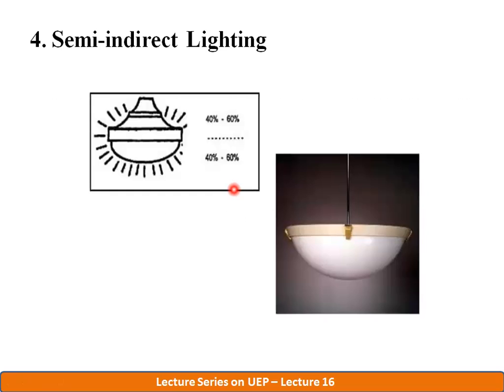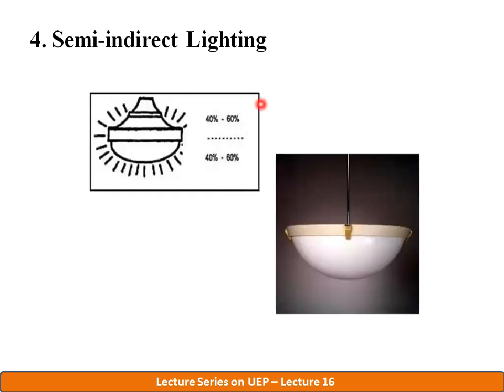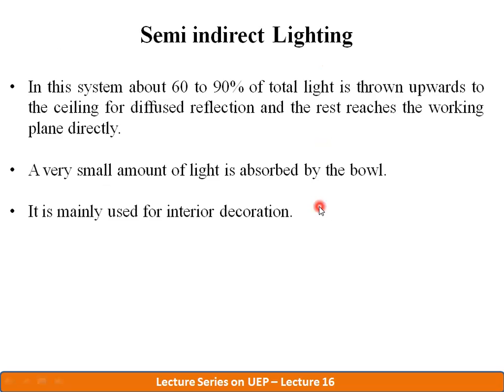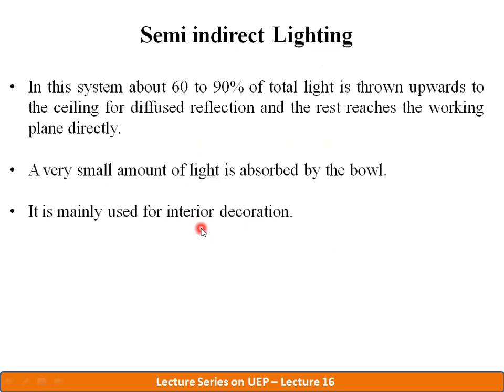The next one, semi-indirect lighting. In semi-indirect lighting, 60 to 90% of the total light is thrown upwards to the ceiling. The lamp is focused to the ceiling for diffused reflection. When light rays hit the ceiling, they scatter in all directions. The rest reaches the working plane directly. A very small amount of light is absorbed by the bowl. This bowl absorbs less light, and it is mainly used for interior decoration.